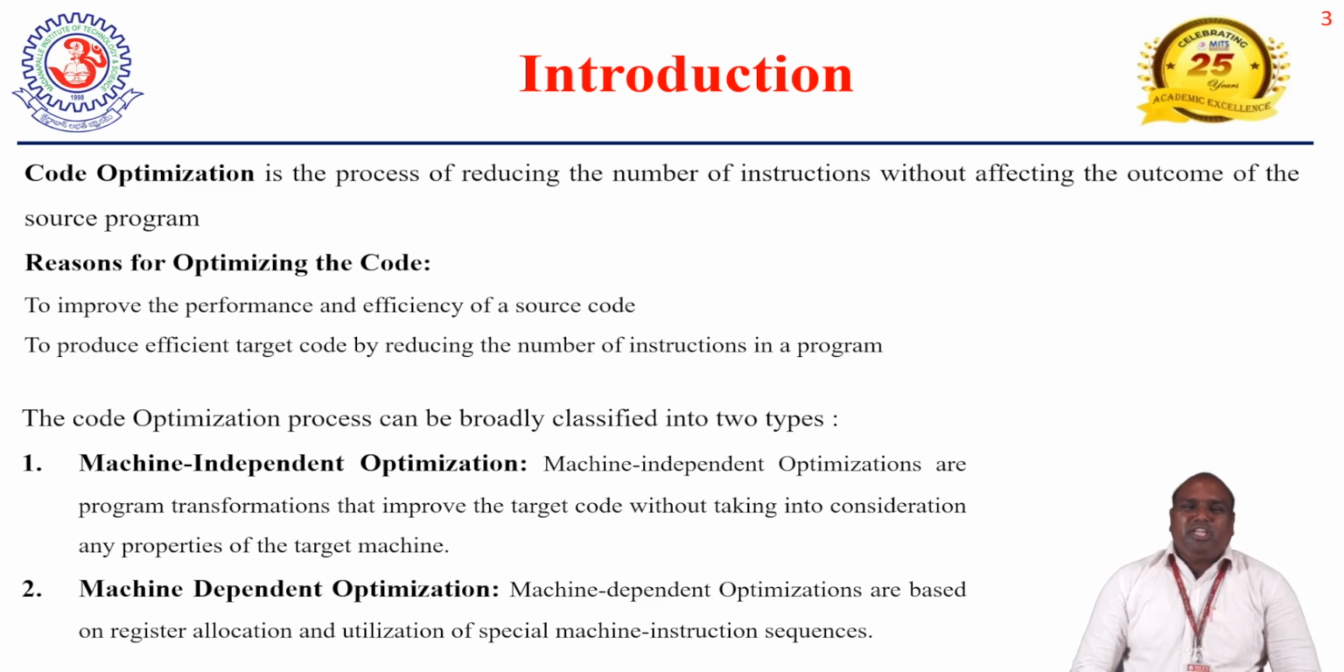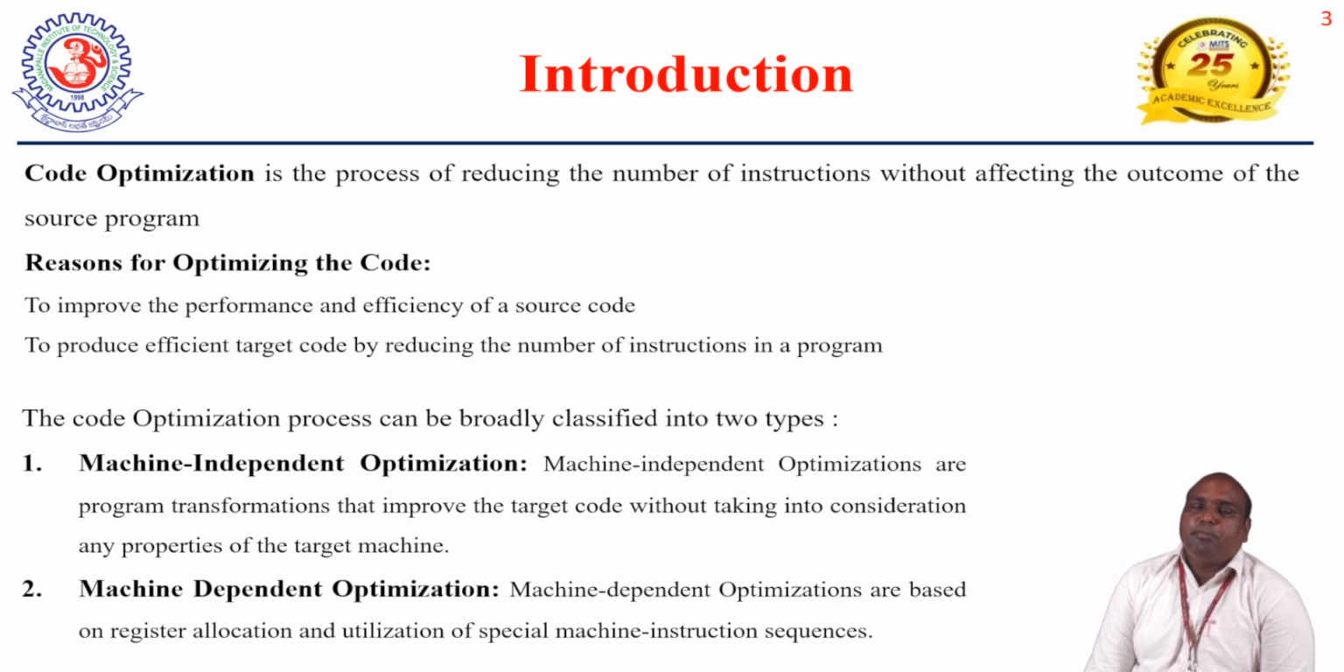Before going to the types of machine dependent and machine independent, what is the reason to optimize the code? Why do we have to optimize the code? Because to improve the performance and efficiency of the code, we go for code optimization. Here performance and efficiency mean time and space.